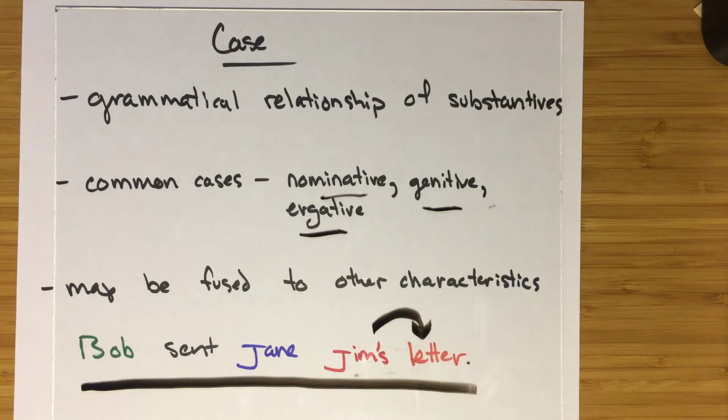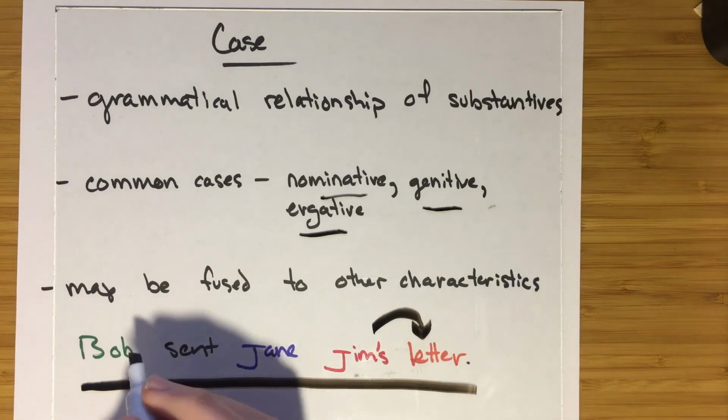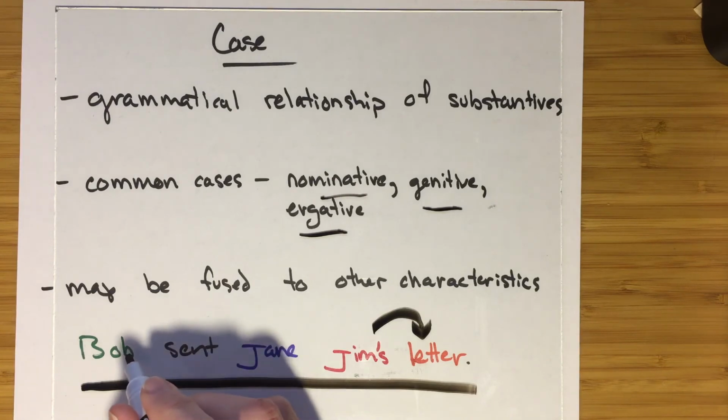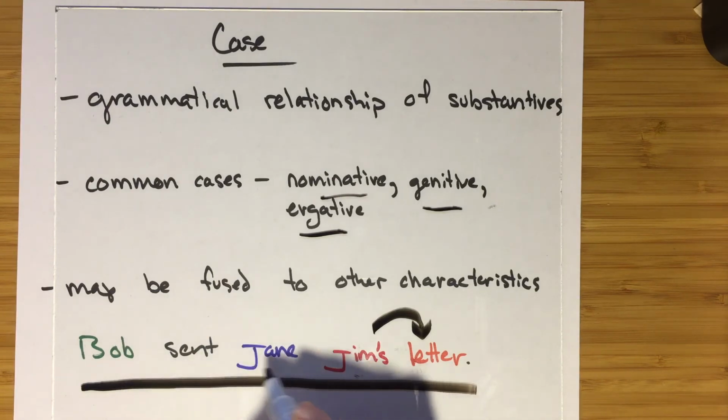Now a lot of languages, for example Latin, would actually have a different ending for each of these usages. So putting Bob in the place where Jane is wouldn't actually change the meaning if we switched these places. You'd have to change the ending of Bob to be like whatever the ending of Jane is in Latin.